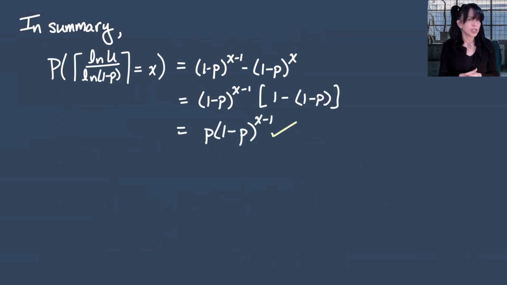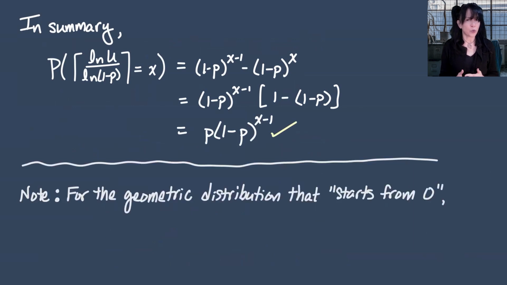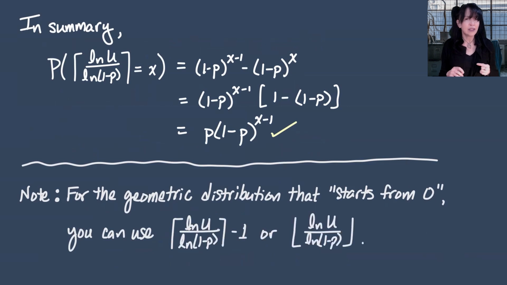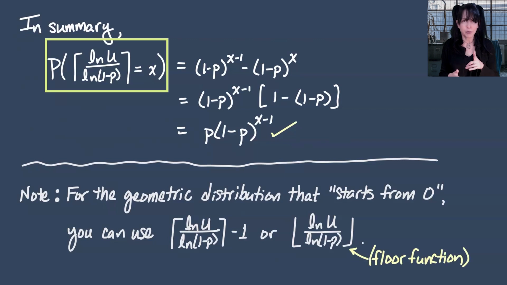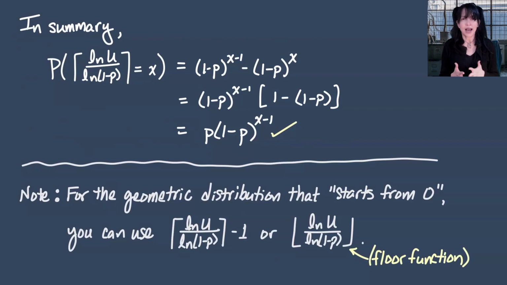Note that for the geometric distribution that starts from 0, you can in fact just take the output here and subtract 1, or you could take the log of u over the log of 1 minus p and look at the floor function, which is going to round down. Now, I don't know how obvious this is to you, but we can certainly prove it in the same way we just proved that this probability of getting little x is equal to p times 1 minus p to the x minus 1. If you did the same sort of thing with either of these two expressions, you would end up with p times 1 minus p to the x, where x could take on the value 0, 1, 2 on up. And so you could simulate from the geometric starting from 0.